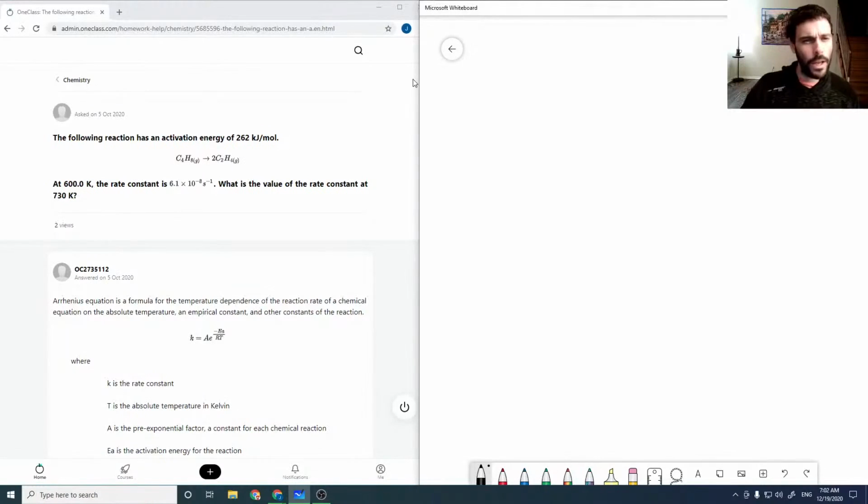The following reaction has an activation energy of 262 kilojoules per mole. At 600 Kelvin, the rate constant is 6.1 times 10 to the minus 8 per second. What is the value of the rate constant at 730 Kelvin?